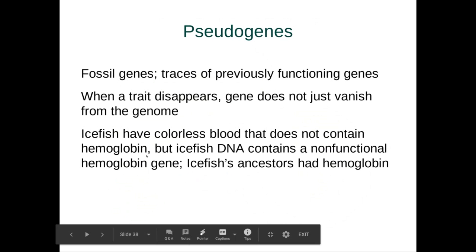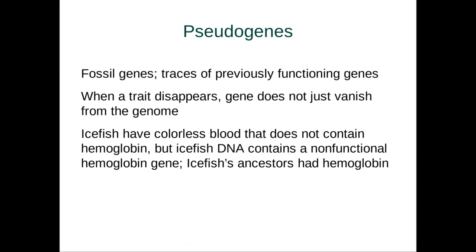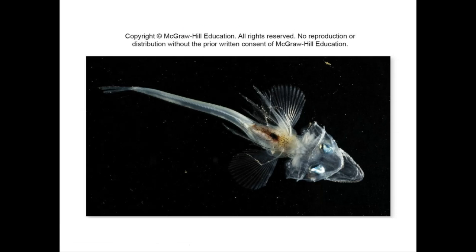So for example, icefish, which as their name implies, live in Arctic and Antarctic waters, have colorless blood that simply does not contain hemoglobin. However, their DNA contains pseudogenes that are non-functional hemoglobin genes. Why is that? Well, they didn't just pick up this gene from the environment. Their ancestor had to have had hemoglobin genes, and because their environment selected against hemoglobin, they lost the capacity to produce it, but they still have the genetic remnants in their genome.